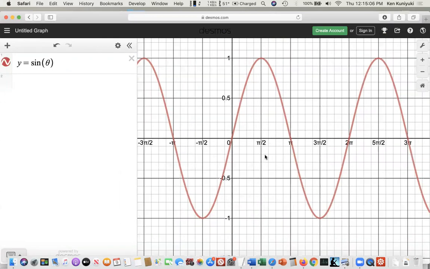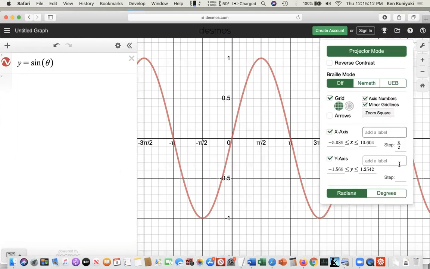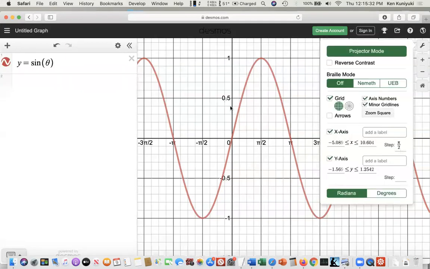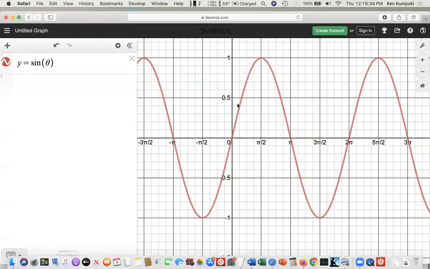By the way, in order to get these quadrantal angles on the horizontal axis, you can go to the wrench here. I made the step size pi over 2, and you might want to resize the y-axis as well, the y scale. I rescaled the x-axis with a step size of pi over 2 so that we have quadrantal angles as the labels. When you start off Desmos, that usually is not the case. Also, I'm in projector mode, so you can see the coordinates better.